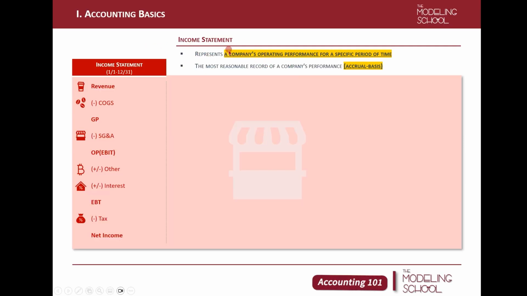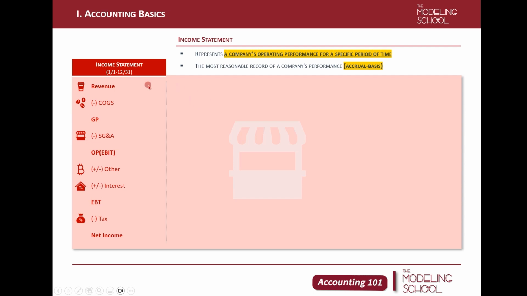Let's go over the income statement. The income statement, as mentioned before, represents a company's operating performance over a specific period of time. Typically an income statement shows the annual performance of a company. Sometimes it's annual, sometimes it can be over a quarterly period. Internally, maybe some companies have income statements recorded on a monthly basis as well. But usually when we analyze stocks and companies, it's over a one year time period.